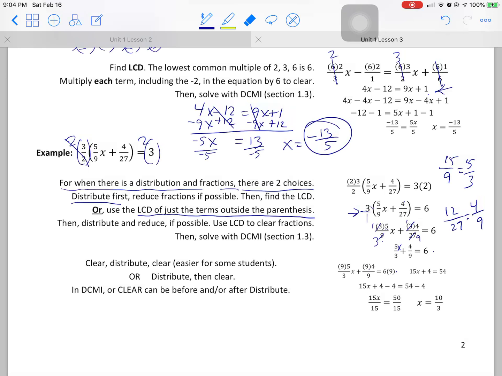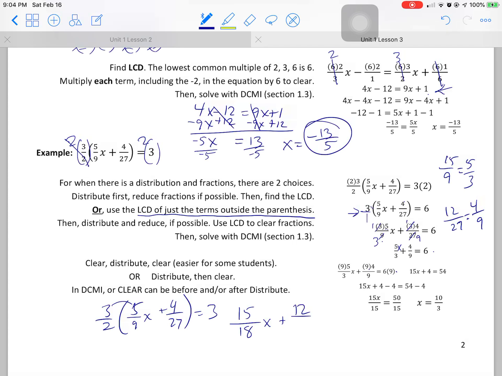It says when there's a distribution of fractions, there are two choices. Distribute first, so don't clear anything first. Let's write that down here: 3 over 2, 5 over 9x, 4 over 27 equals 3. So distribute first. This times this would be 15 over 18x plus 12 over, what did I say that was? 54, equals 3. All right, that's distributed first.